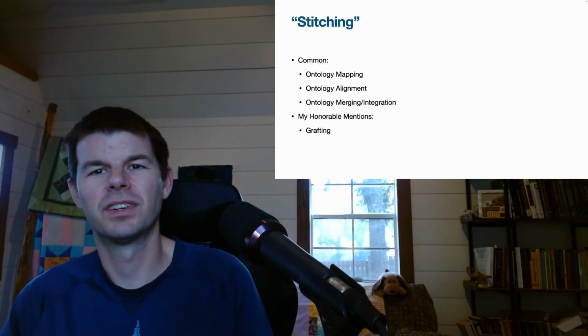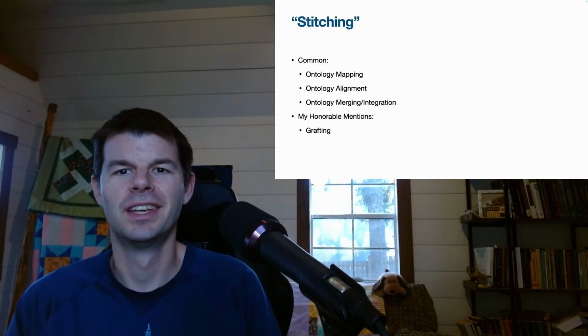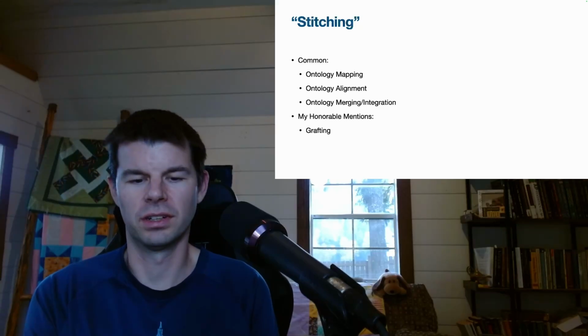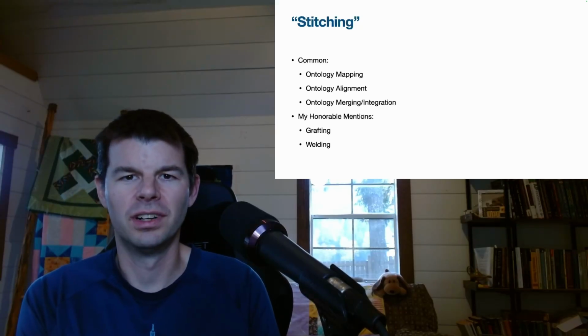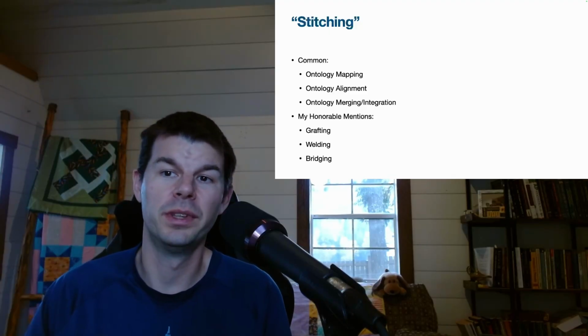Grafting sort of has more of a conception that ontologies are growing, living systems where you want to attach one part to another and they're still functioning and working. Welding is also great. It's a more structural one, and another structural one is talking about bridging. Really, I'm cool with any of the above.